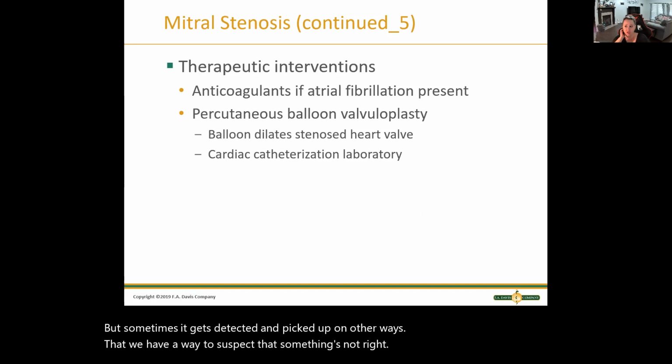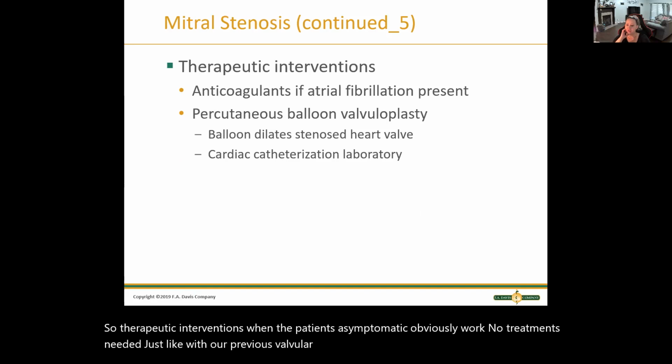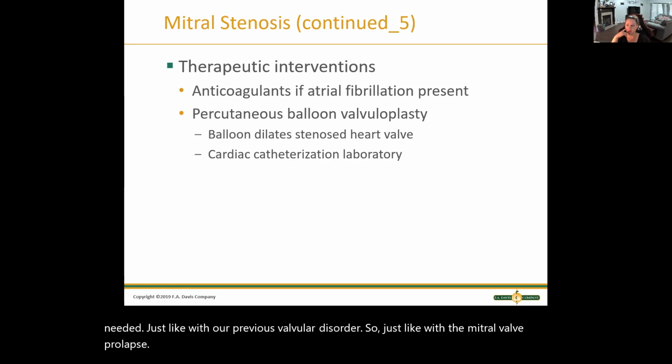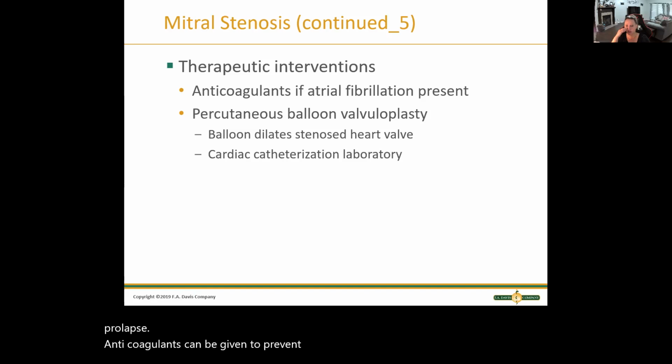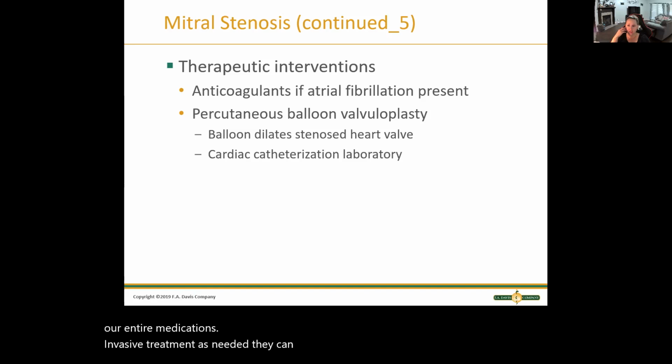So therapeutic interventions, when the patient's asymptomatic, obviously no treatment's needed, just like with our previous valvular disorder. Just like with mitral valve prolapse, anticoagulants can be given to prevent emboli from that stasis of the blood in the atrium. If they do develop arrhythmias like atrial fibrillation or irregular heart rhythms, we would treat that with our antiarrhythmic medications. If invasive treatment is needed, they can do what's called a valvuloplasty, which I'll show you a picture of on the next slide.